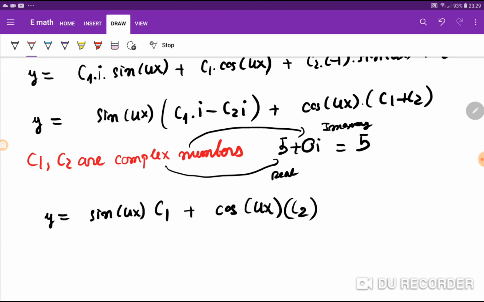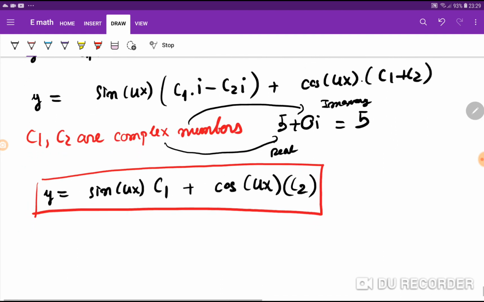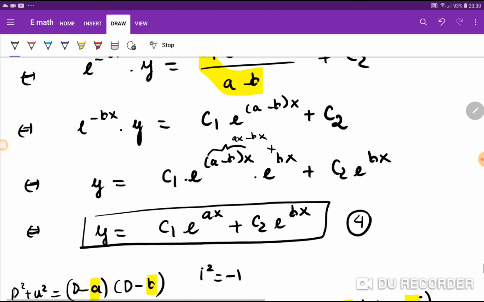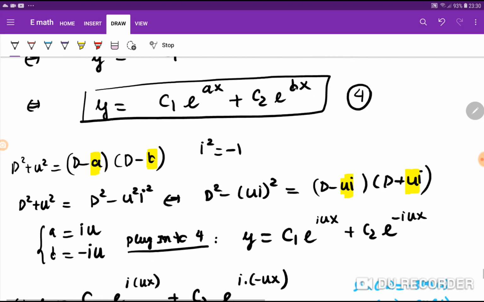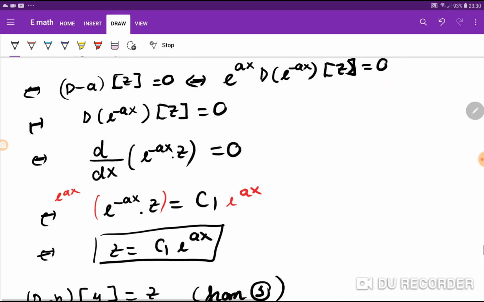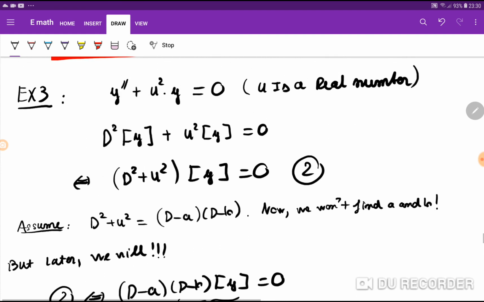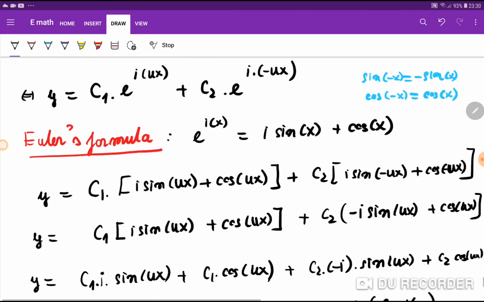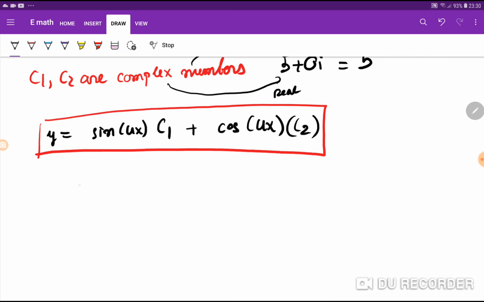Okay, so guys, this is our answer for this case: y double prime plus u squared y equals 0. Some people write it like this, some people write it like a cos ux plus b sine ux. Okay, it's the same way. You just change the letters. It's all the same because it represents a complex number.